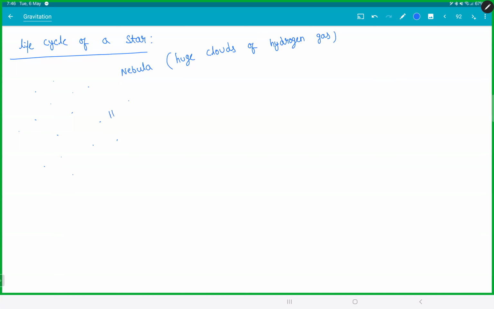And these things have a lot of hydrogen atoms, and they're very far from each other, so the interaction energy is almost zero. But then what will happen? The gravitational force goes till infinity, so due to a very small attraction between them, the hydrogens will start accumulating together. So gravity is the thing which starts the whole thing. So due to the gravitational force, hydrogens come together.